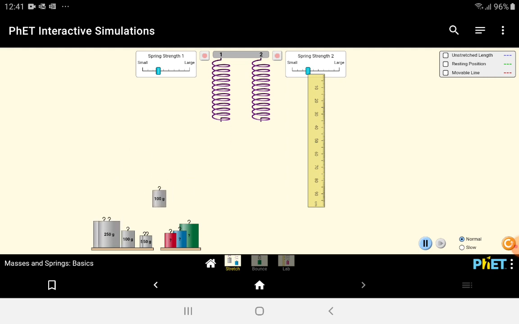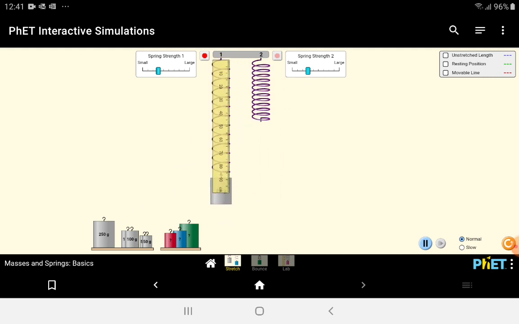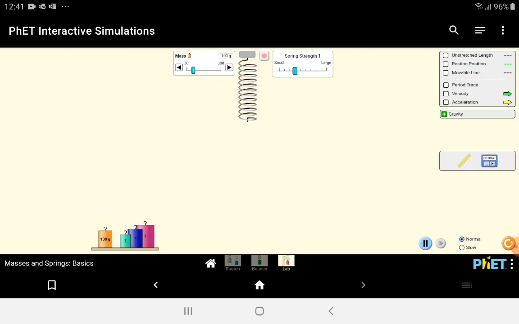And let's add another spring, and then we see that the spring is stretched more. Okay, now you can do this at home. You can do the lab. You can change mass, add it.